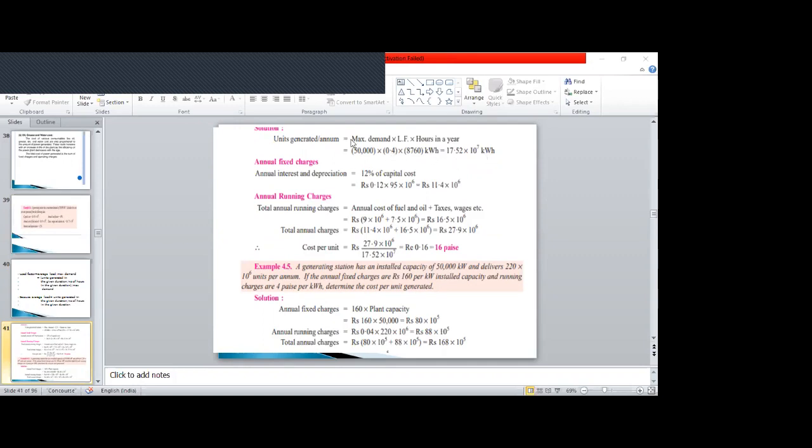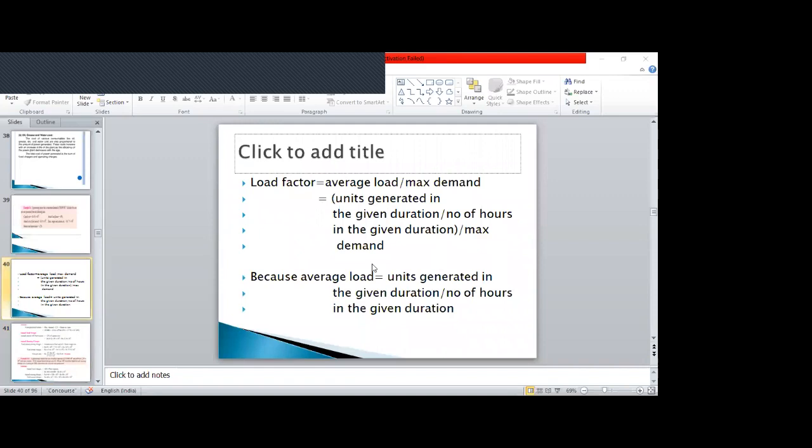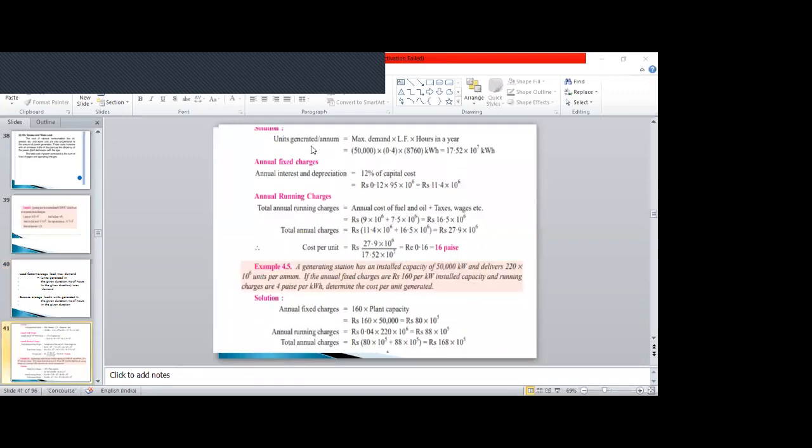Is it clear? You have to understand how we have obtained this equation, for that I have put it in detail here. So you will get these many units generated per annum, that is, in a year. Now we have to calculate the fixed charge and running charge. The sum of these will give the total annual charges. Then the cost per unit will be this total charges divided by the total number of units generated, which will give how much cost is incurred for generating 1 unit.